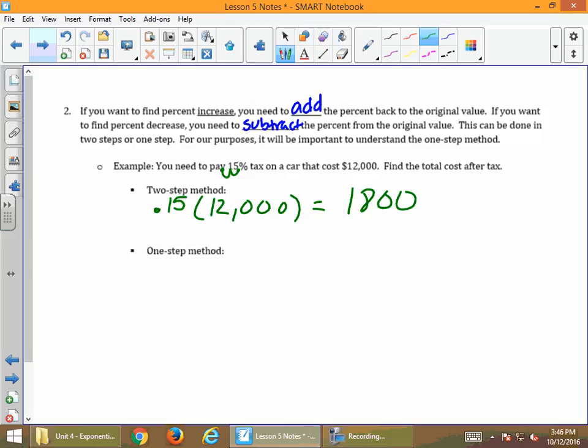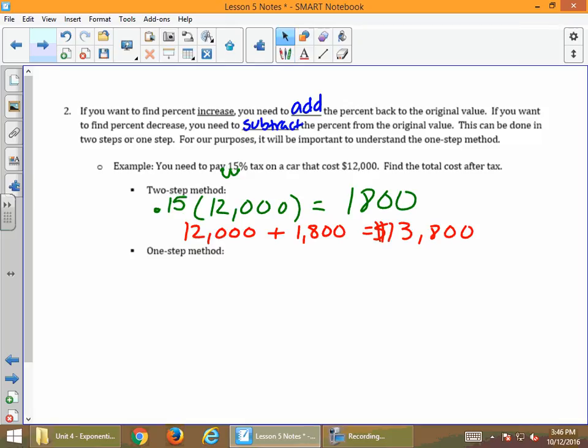Then what you would do is just do 12,000 plus 1,800, and that will give you the total on your car. When you calculate that, you should get 13,800. So that's how much you would pay for your $12,000 car if there was a 15% tax. That would be 2 steps. There's a much easier method by just using 1 step.